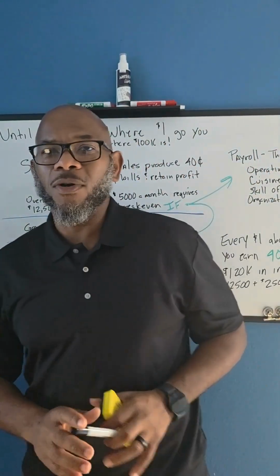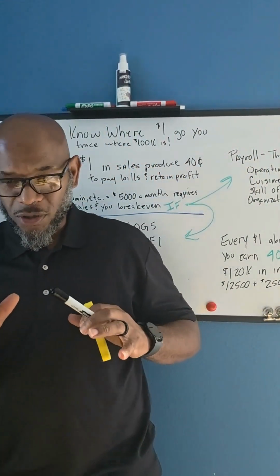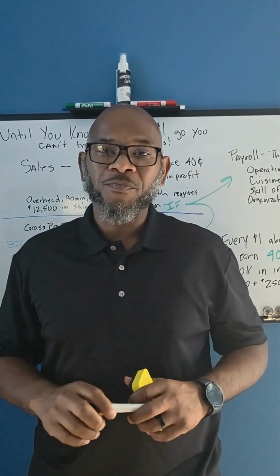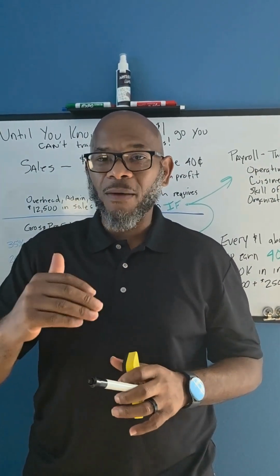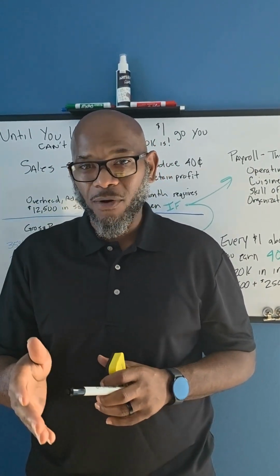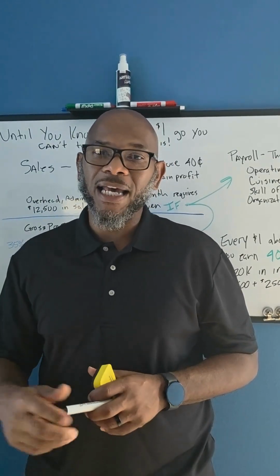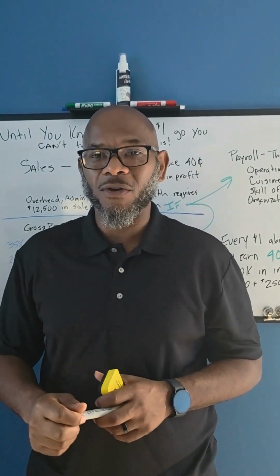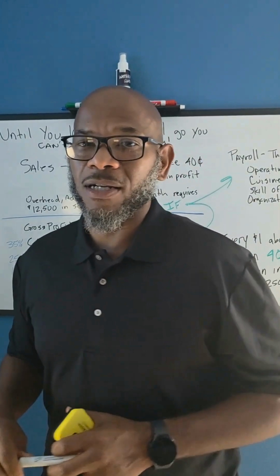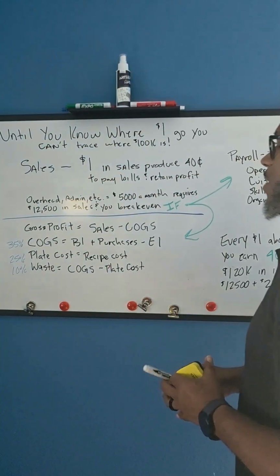All right, so today we're going to break down your sales $1 at a time. And why this is important, because from that you can predict what your break-even point is, and then get the forecast and what your projected income is from your future sales. So let's start looking at what this looks like $1 at a time, right?